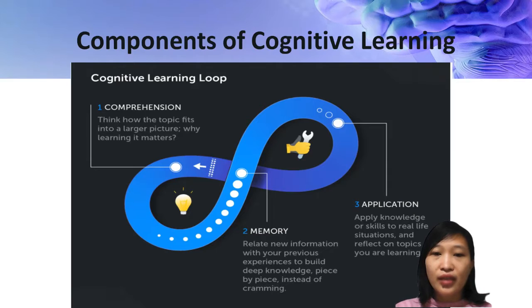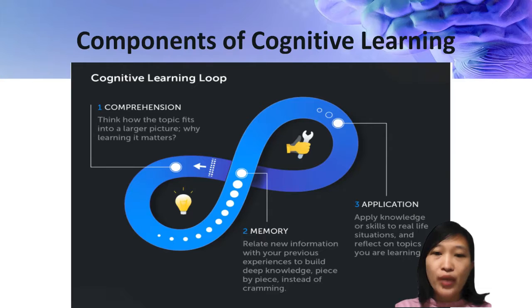The second one is memory. Cognitive learning discourages cramming of information, which is very ineffective in education. Having a deep understanding of a subject improves your ability to relate new knowledge with previous experiences or information.